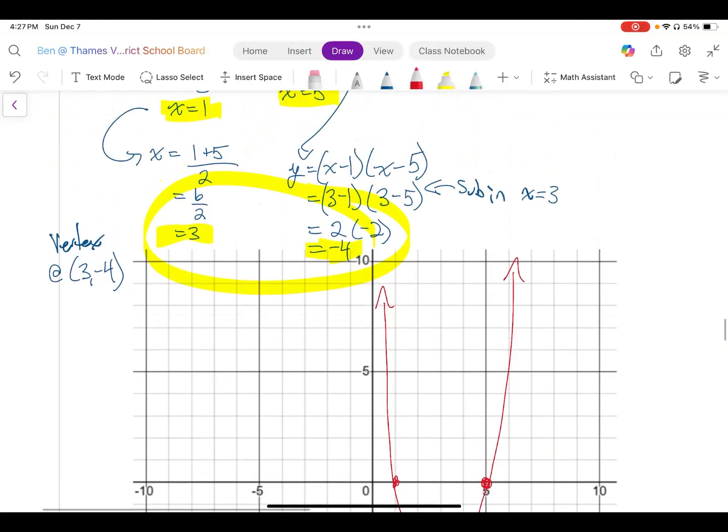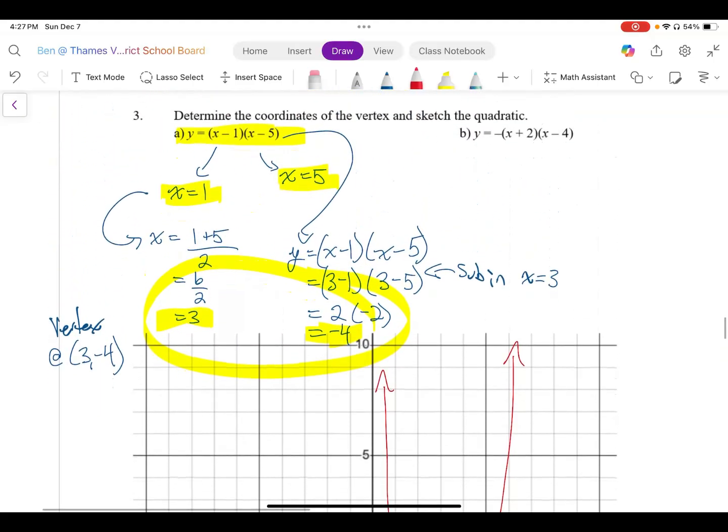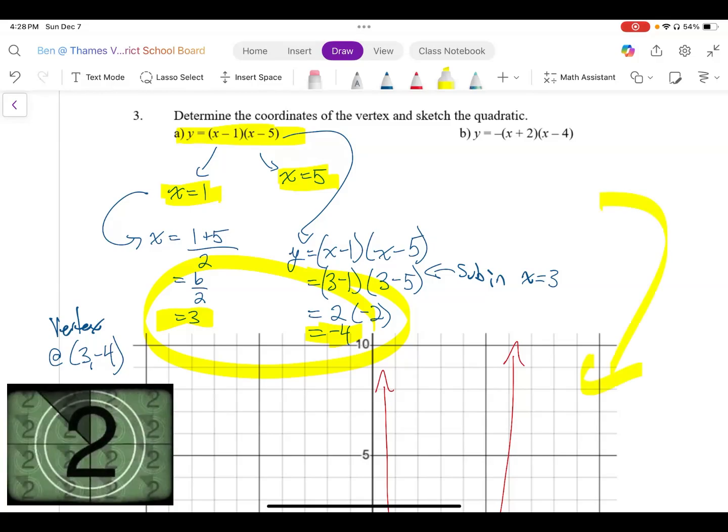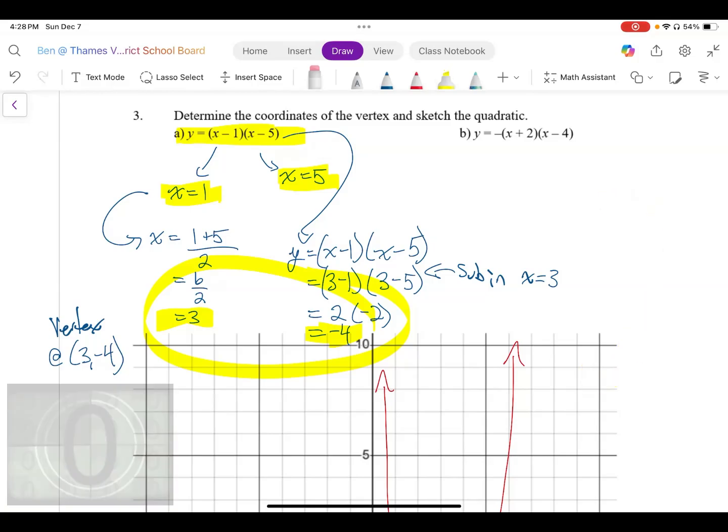Nice work. I want you to try out question 3b. Same thing. I want you to find the zeros, and then find the x-coordinate of the vertex. Then find the y-coordinate of the vertex, and then sketch the zeros and the vertex on our Cartesian plane down here. Pause the video, and then see how you do.